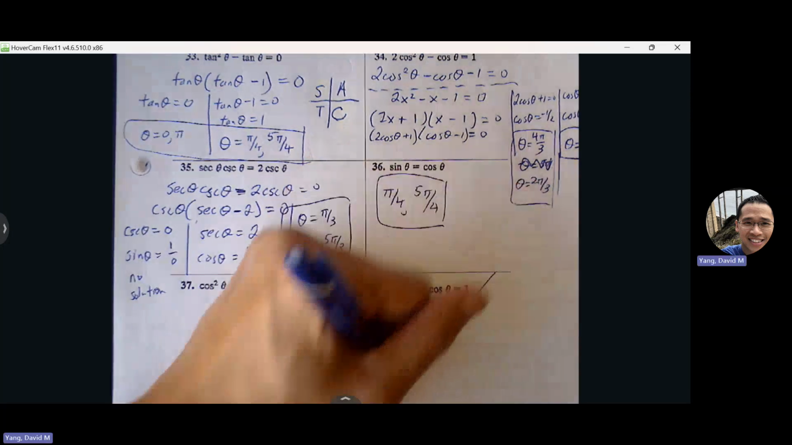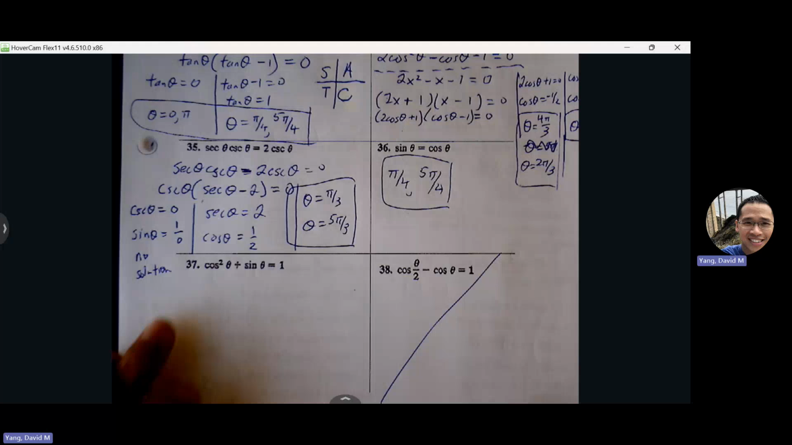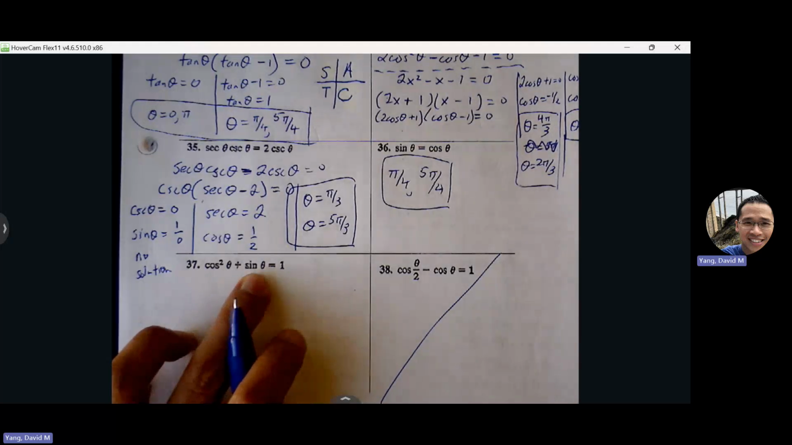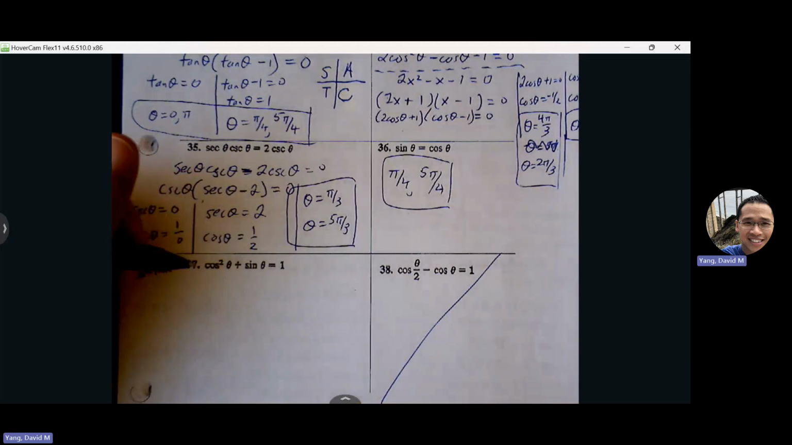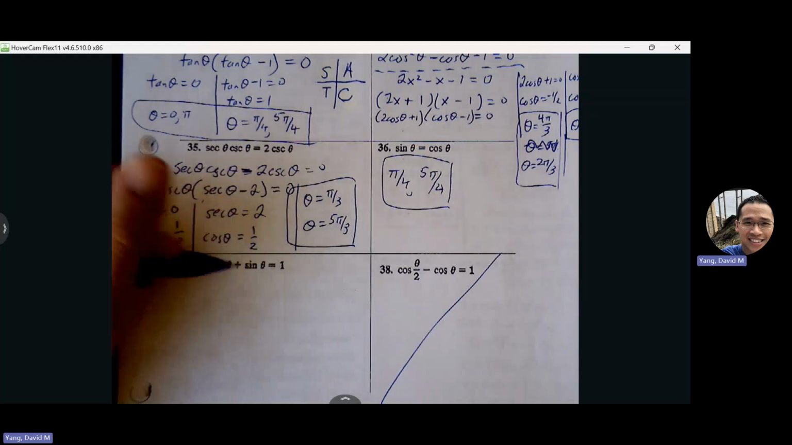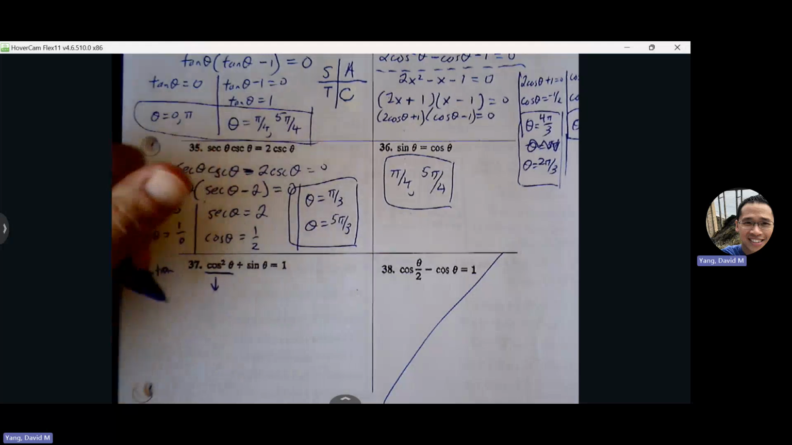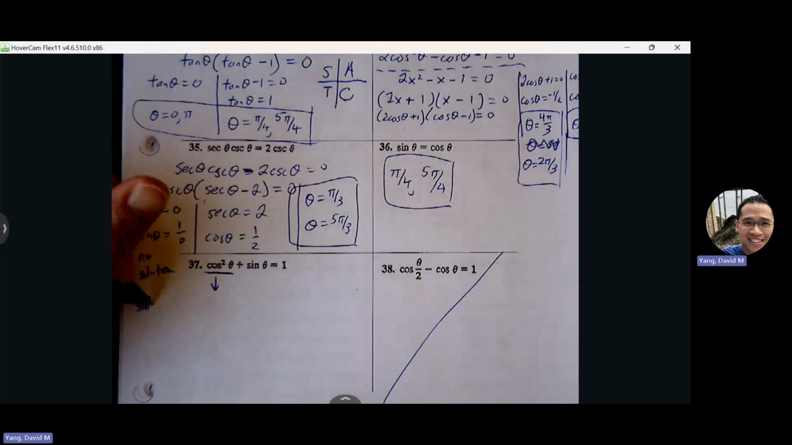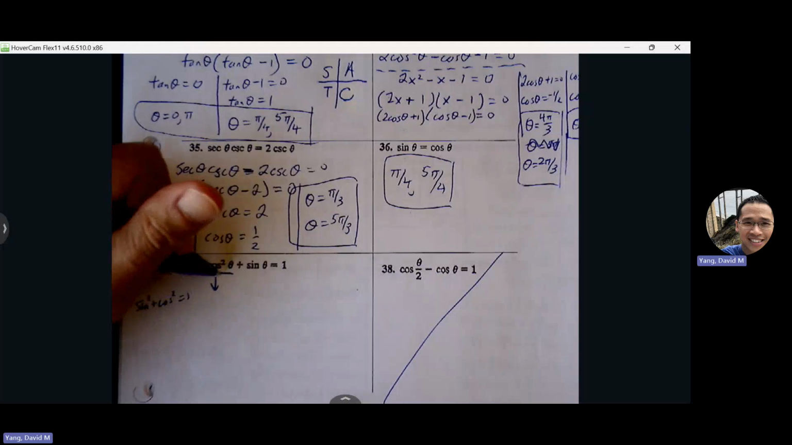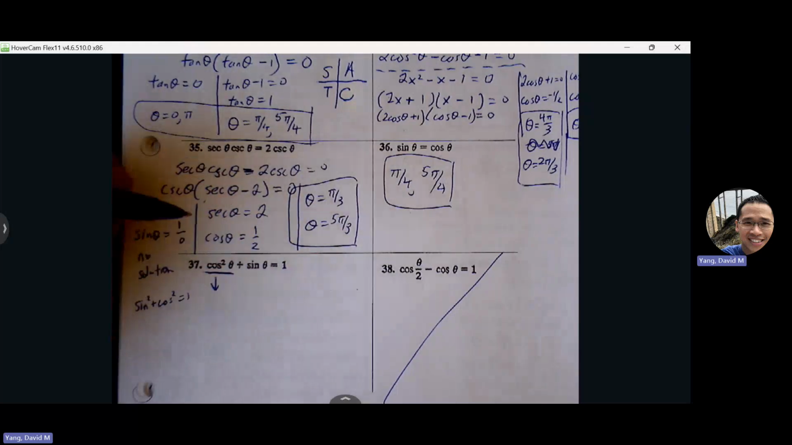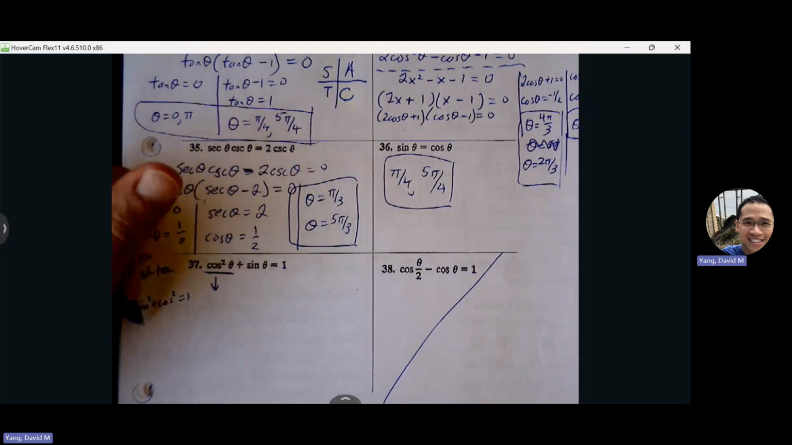Okay, we'll skip 38, but we'll finish with 37 here. Cosine squared plus sine theta equals 1. It's not easy to factor this, because there are too many different parts here. So what if I can convert that cosine in terms of sine? Well, we know that sine squared plus cosine squared equals 1. So if I can get cosine in terms of sine, then I'm able to get everything down to one trig function.